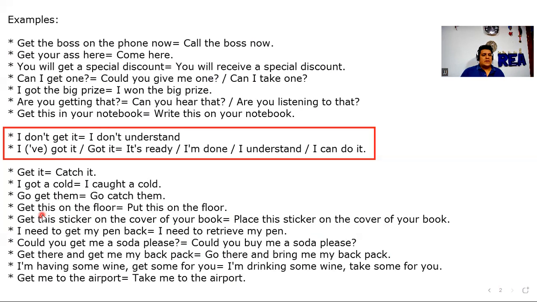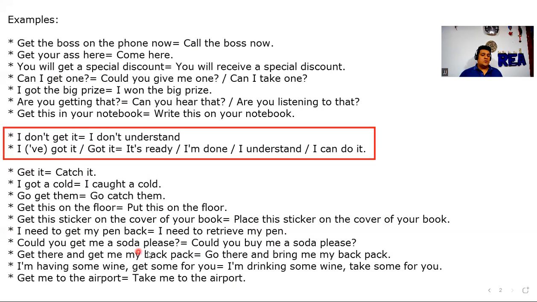Okay, anyway, get this on the floor. Get this on the floor means put this on the floor. Get this sticker on the cover of your book. Place this sticker on the cover of your book. Okay, place, which is kind of similar to put. Okay, I need to get my pen back. I need to retrieve my pen.